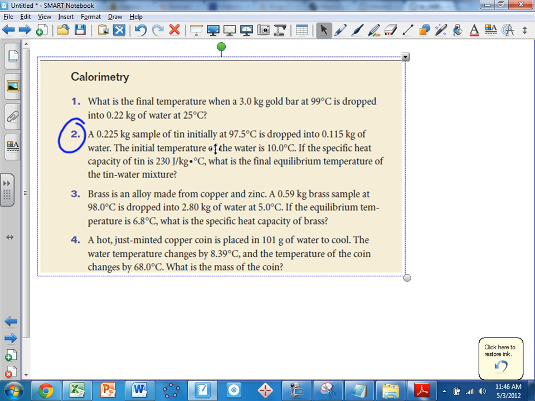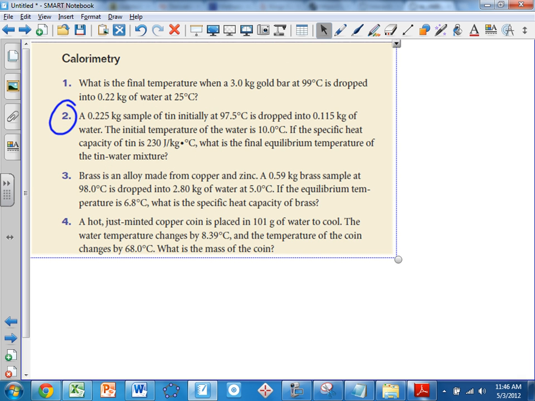All right, so we're going to be taking a look at number 2 now. The problem here is giving us a sample of tin at 97.5 degrees Celsius, and it's dropped into a certain amount of water. So what's it going to do if the water is cooler than it? It's going to give off heat. Good.